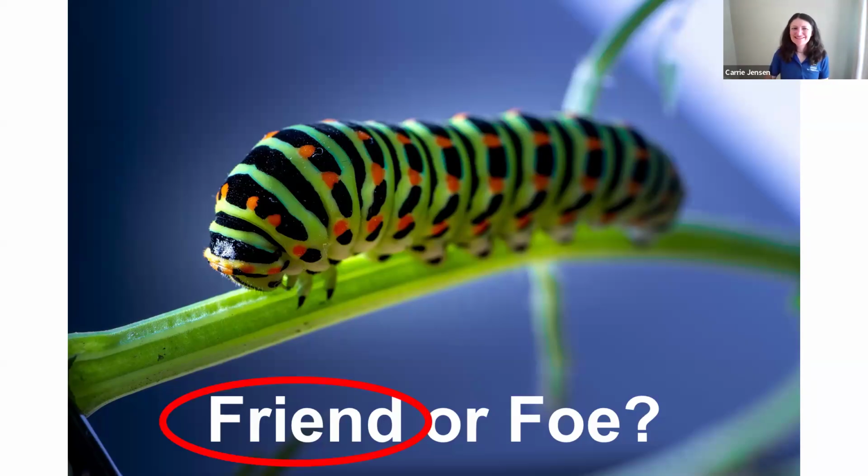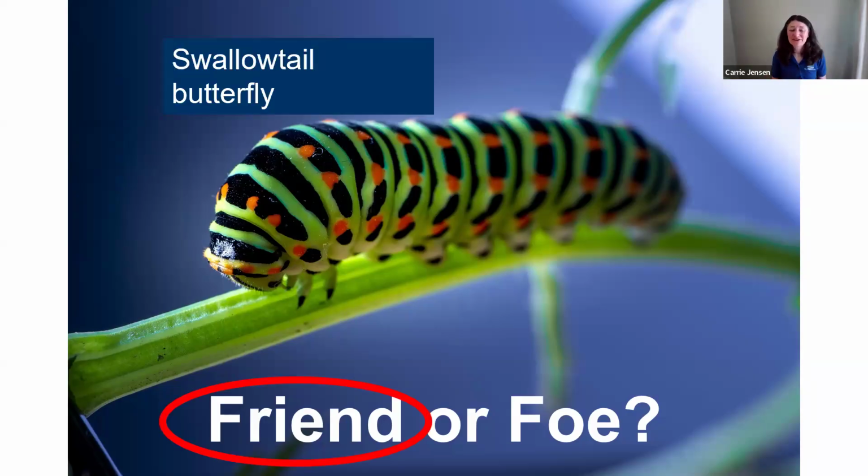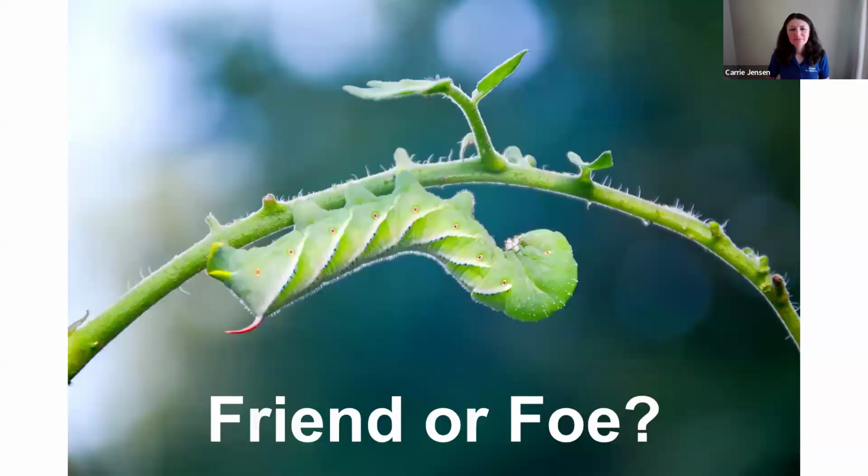This one is a friend. This one is a swallowtail butterfly. So while as a caterpillar, they do host on parsley family plants, they are generally considered beneficial because as an adult, they are a beautiful butterfly that's a pollinator. And they don't usually damage the crop in a part that you're going to eat.